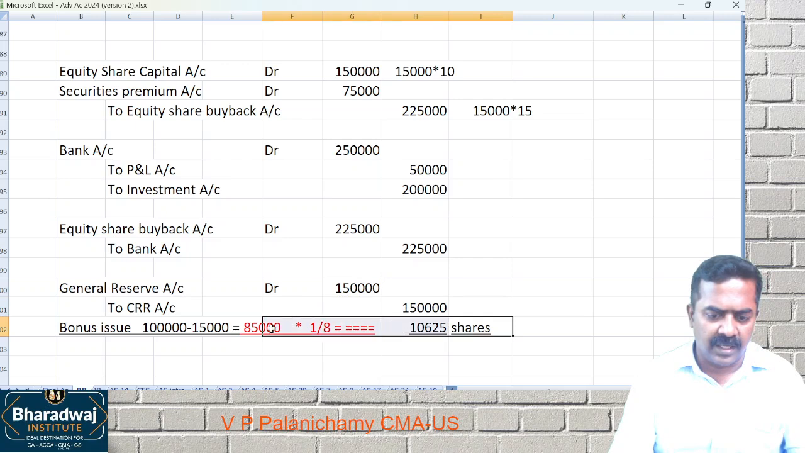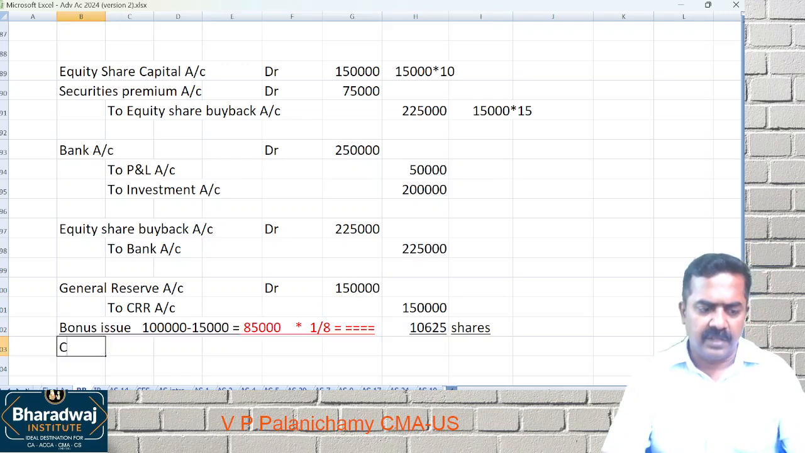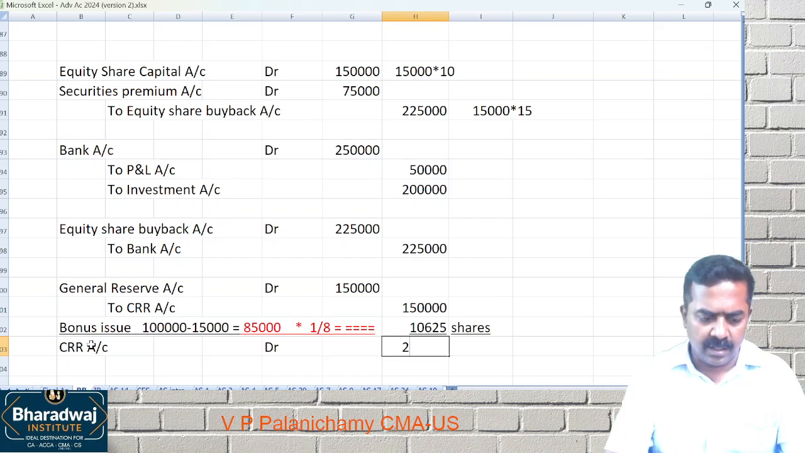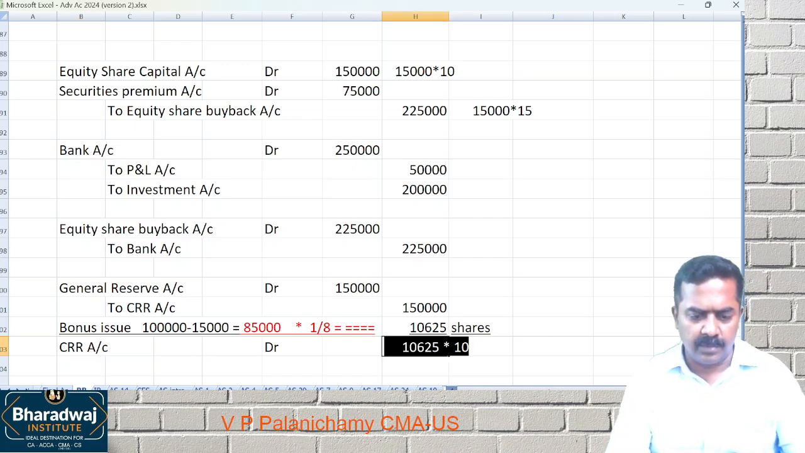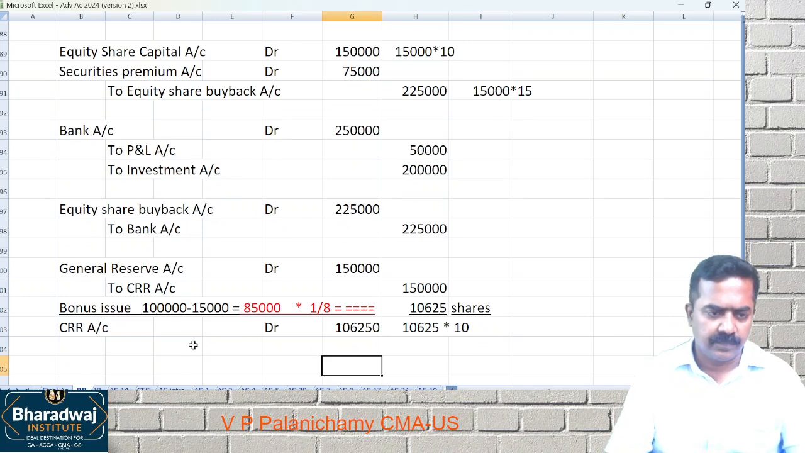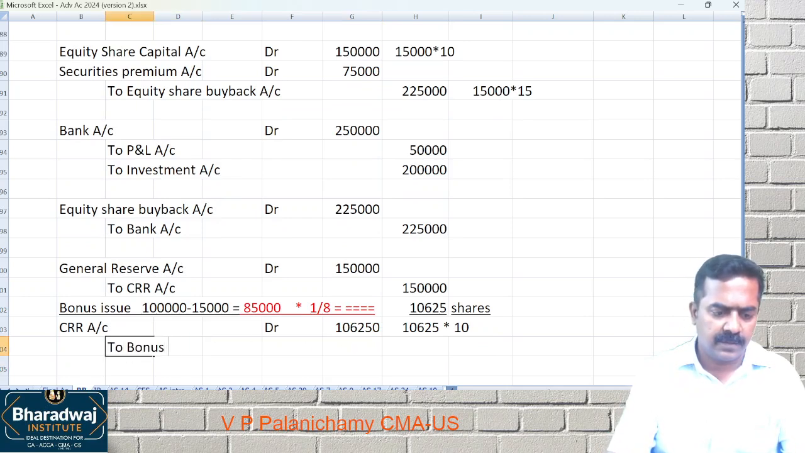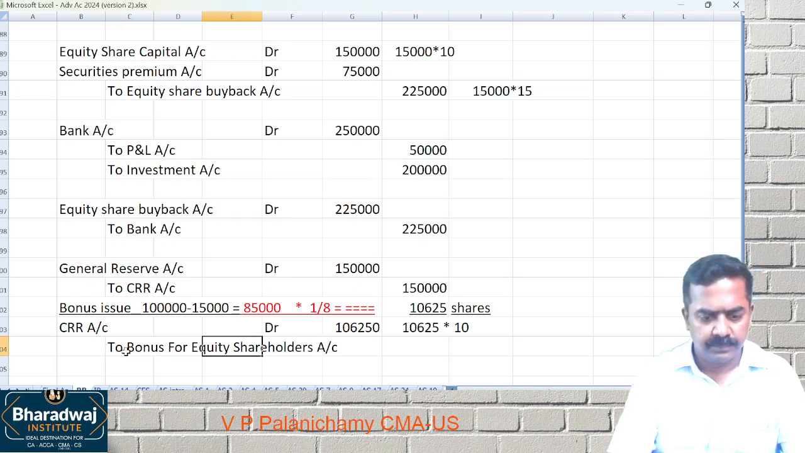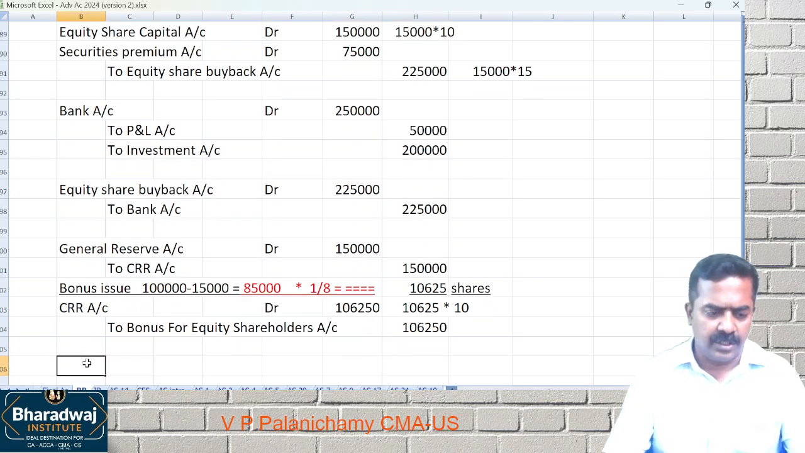Then we have to give 1,10,625 shares. We can take from CRR itself. CRR account data, 10,625 shares into 10 rupees. The money is sufficiently available from CRR, so let us utilize. To bonus for equity shareholders. Then bonus for equity shareholders account data to equity share capital.